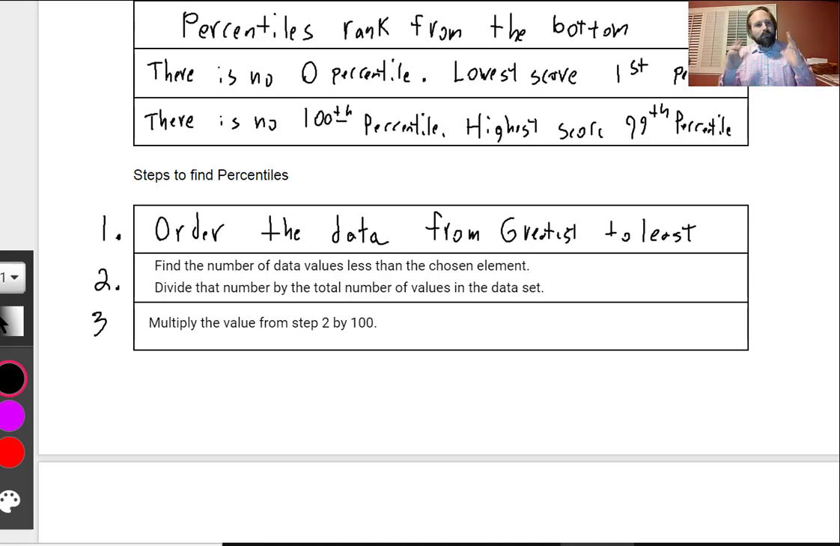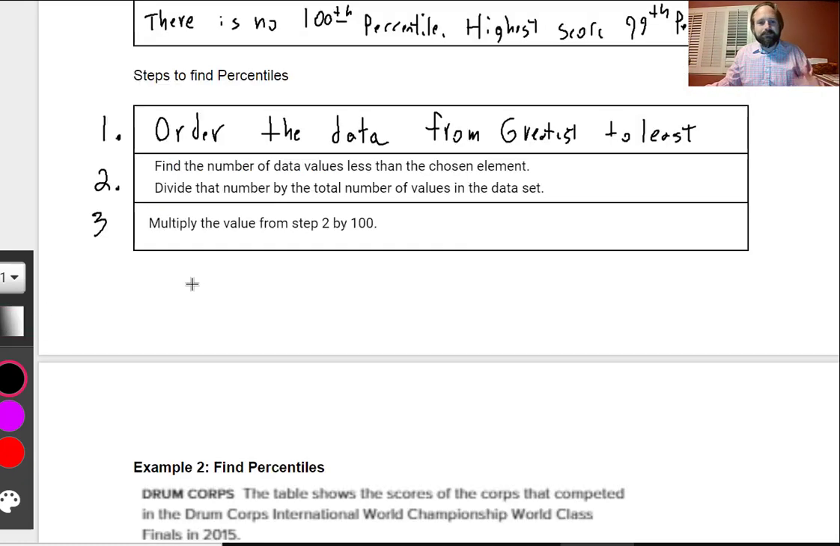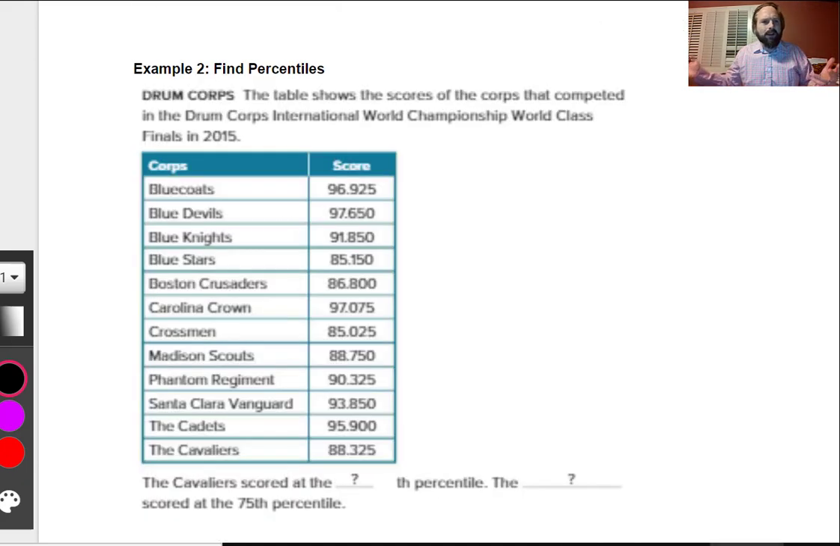All right, well, why don't we show you an example of this? Let's go on. All right, so it literally states right here, hey, drum corps. The table shows the corps that competed in the Drum Corps International World Championship World Class Finals in 2015. So it says, hey, the Cavaliers scored at the blank percentile. The blank scored at the 75th percentile.